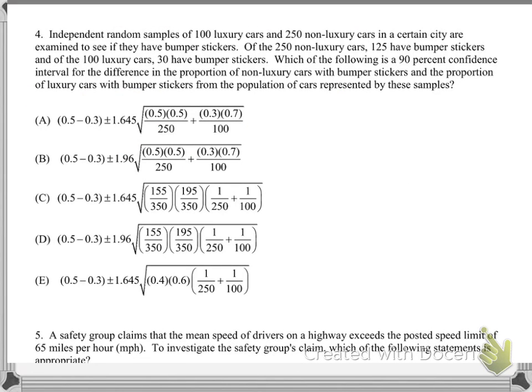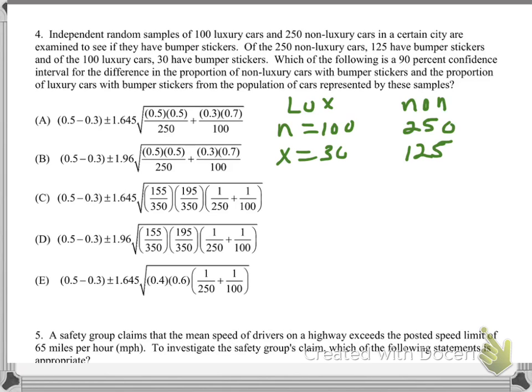Okay, so here we're talking about luxury cars, so n is equal to 100, and this other sample has n equal to 250, and they say of the 250, 150 have, so x is equal to 125, where x here is 30. So that means that my p-hat is 0.3, and my other p-hat here is going to be 0.5, a half, correct? All right, and so which one of these lovely formulas do I use? Hope you know that for z, 90% is 1.6, so it's not going to be anything with a 9.6. And the answer is A, because this is the formula that you use.